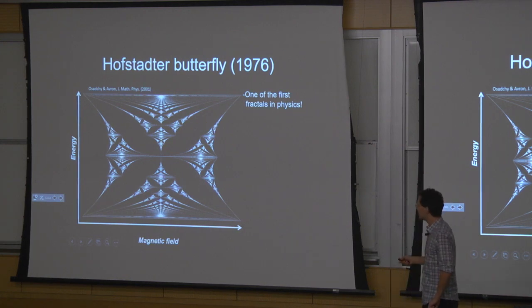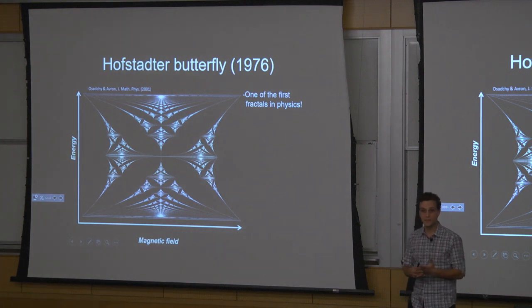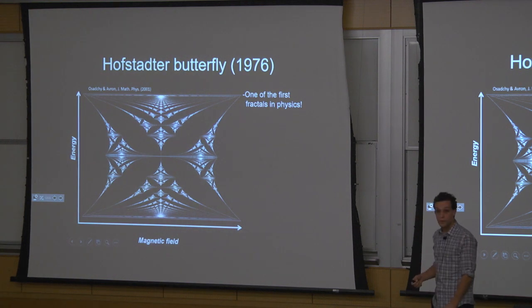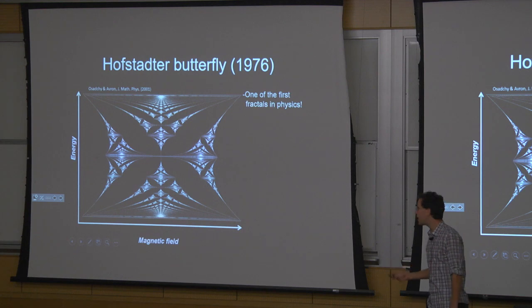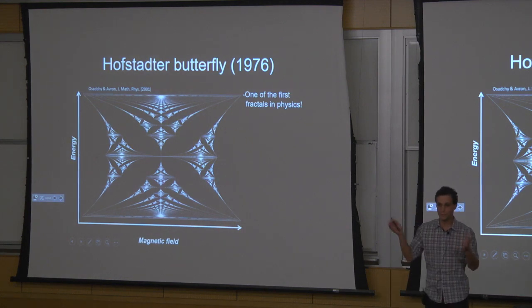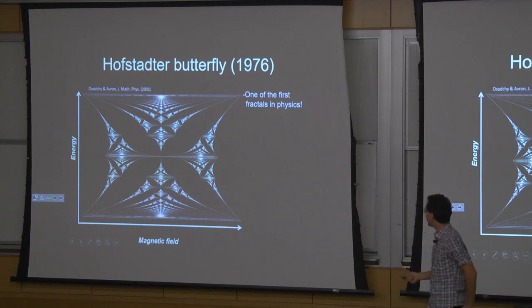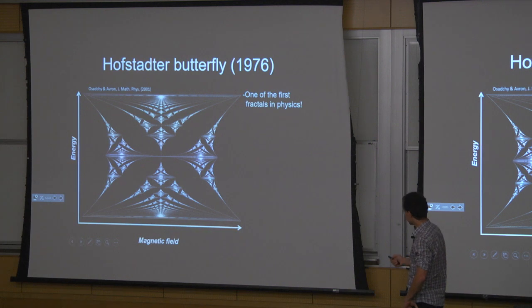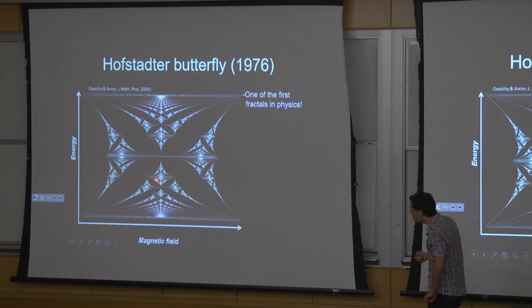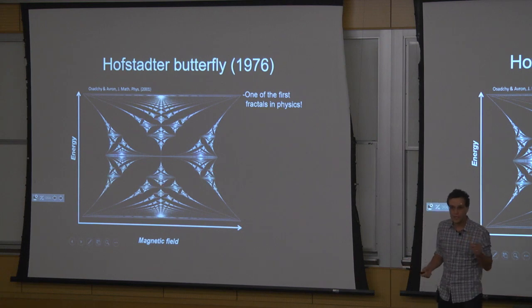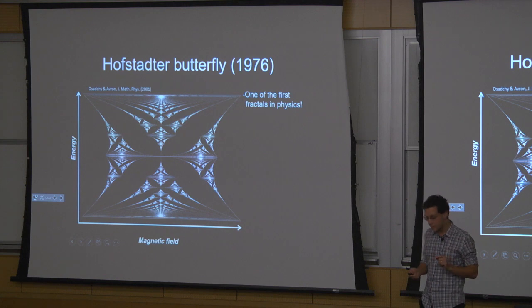It's one of the first fractals to actually pop up in physics. In fact, it popped up a year before the name fractal was coined, not by Hofstadter, but by Mandelbrot. But Hofstadter, like everything else, had some strange name for it. So if you've read Gödel, Escher, Bach, you know that there are a lot of strange names around in his lexicon. But this indeed has a lot of self-similar structure. If you zoom in, you'll find richer and richer structure on smaller and smaller energy scales.